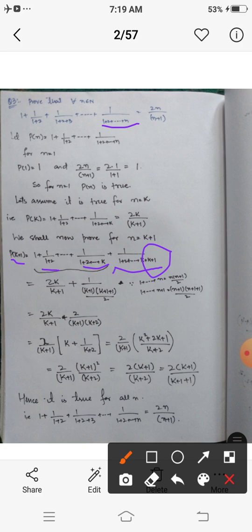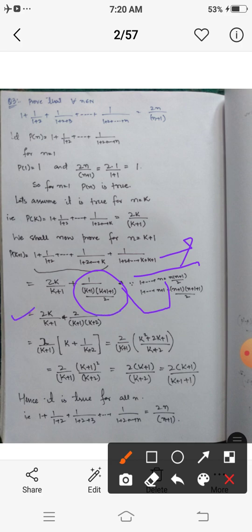Now here, by assumption, this portion up to k, its sum is 2k upon k plus 1. Now here we have the sum of the first k plus 1 natural numbers. You know that the sum of the first n numbers is n into n plus 1 upon 2, while the sum of the first n plus 1 numbers is n plus 1 into n plus 1 plus 1, that is n plus 2 upon 2. Here we have k plus 1 numbers, so the sum is k plus 1 into k plus 1 plus 1 upon 2.